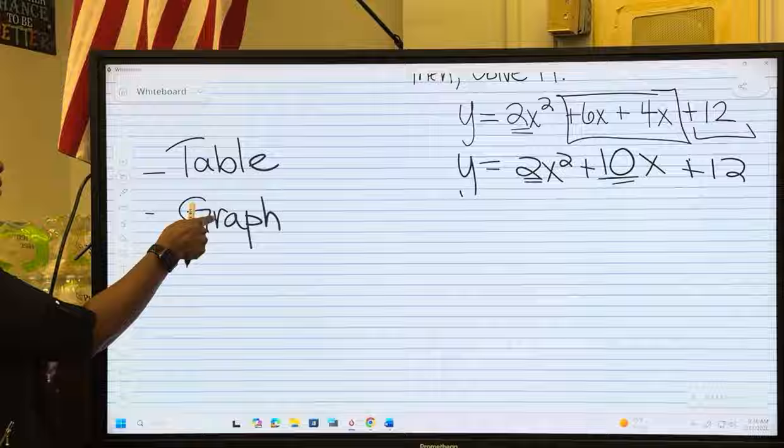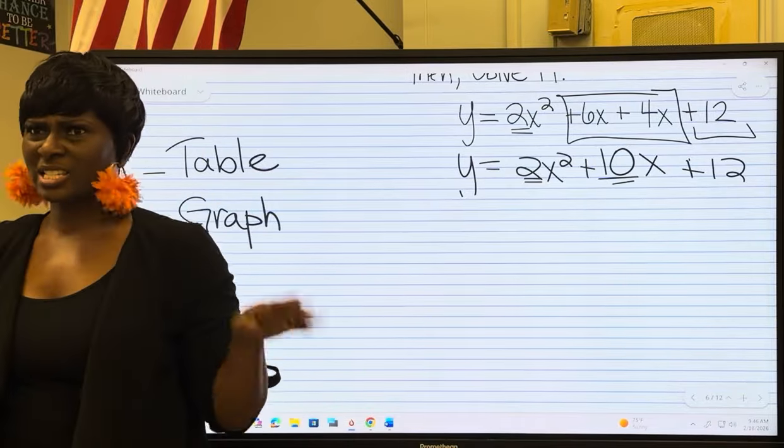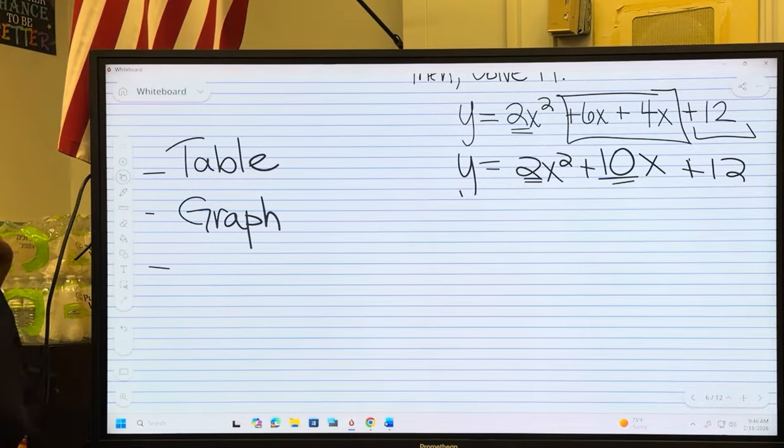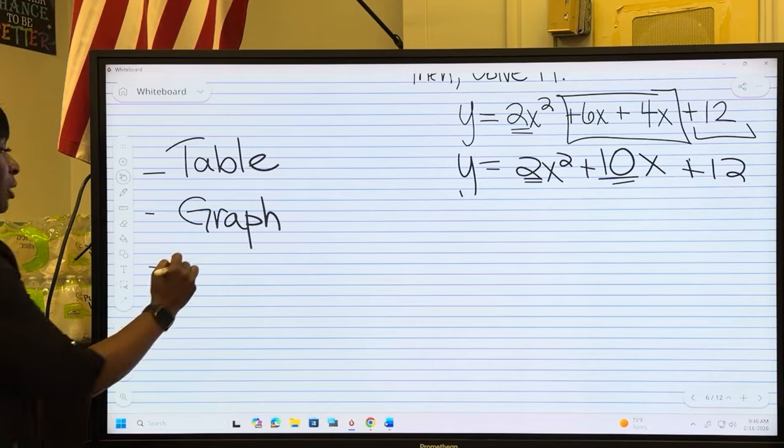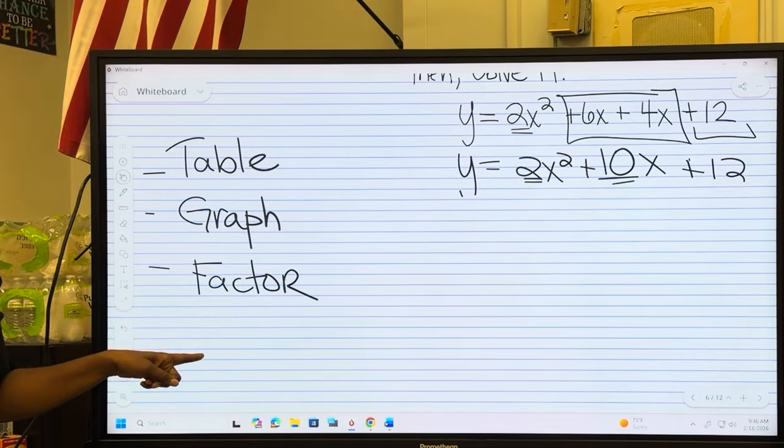I could plot those, and what am I looking for? The point where the parabola crosses the x-axis. That's what I'm looking for. Now, what if I don't have graph paper and I don't want to graph? What else could I do? I could factor. And that's the method that we've been focusing on, right?